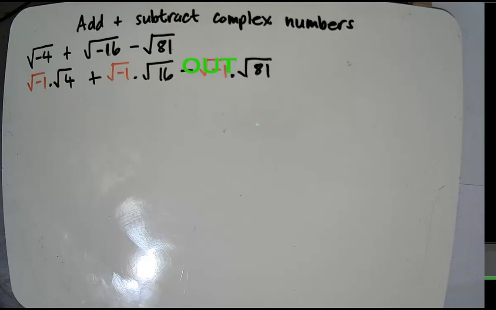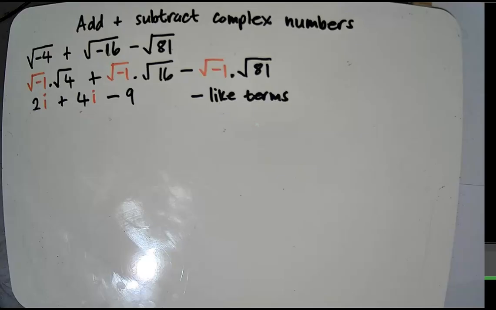So we'll have root 81, which means in the next step we're going to have 2i plus 4i minus 9. These are like terms, so 2i plus 4i will give us 6i, so we'll have minus 9 plus 6i. It's as simple as that.